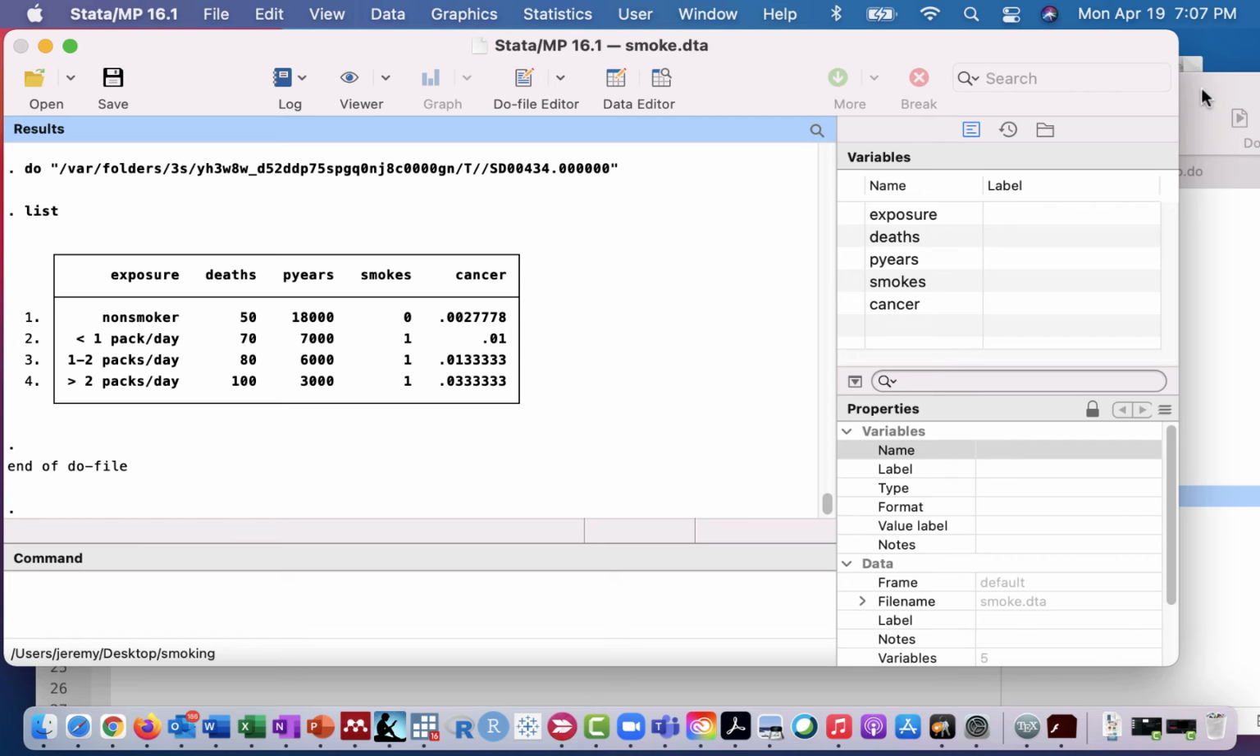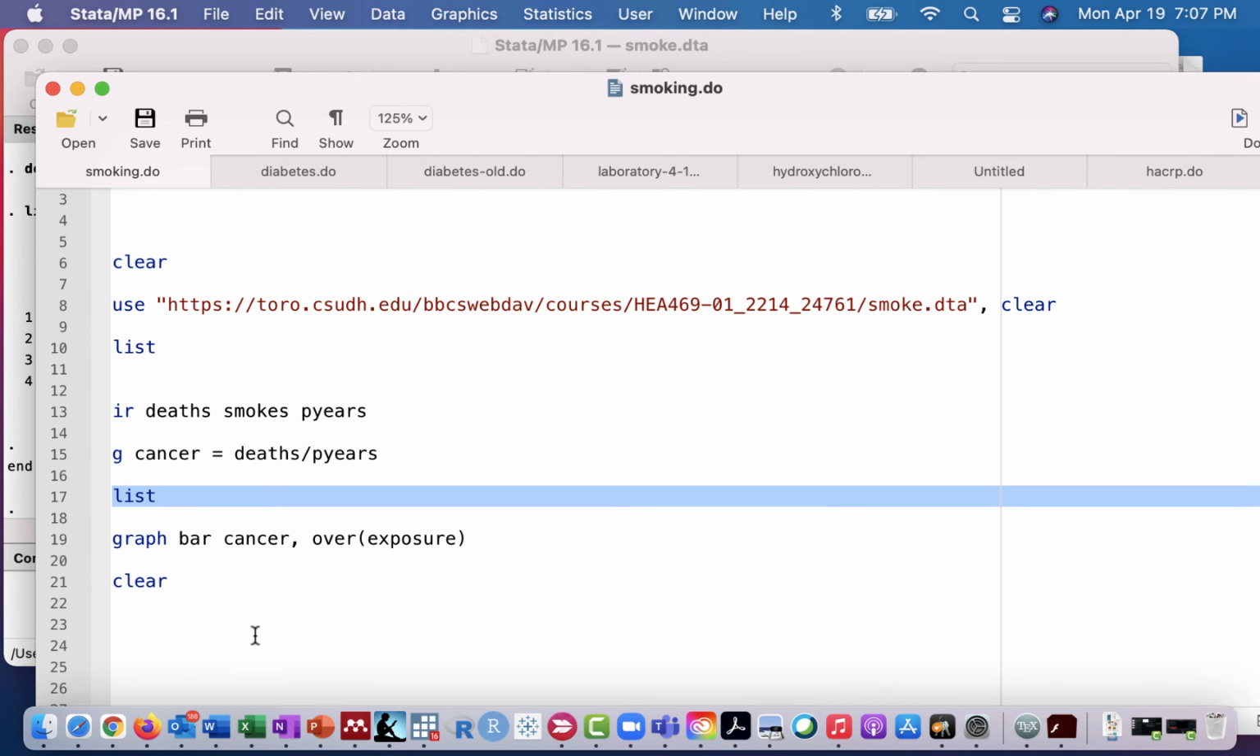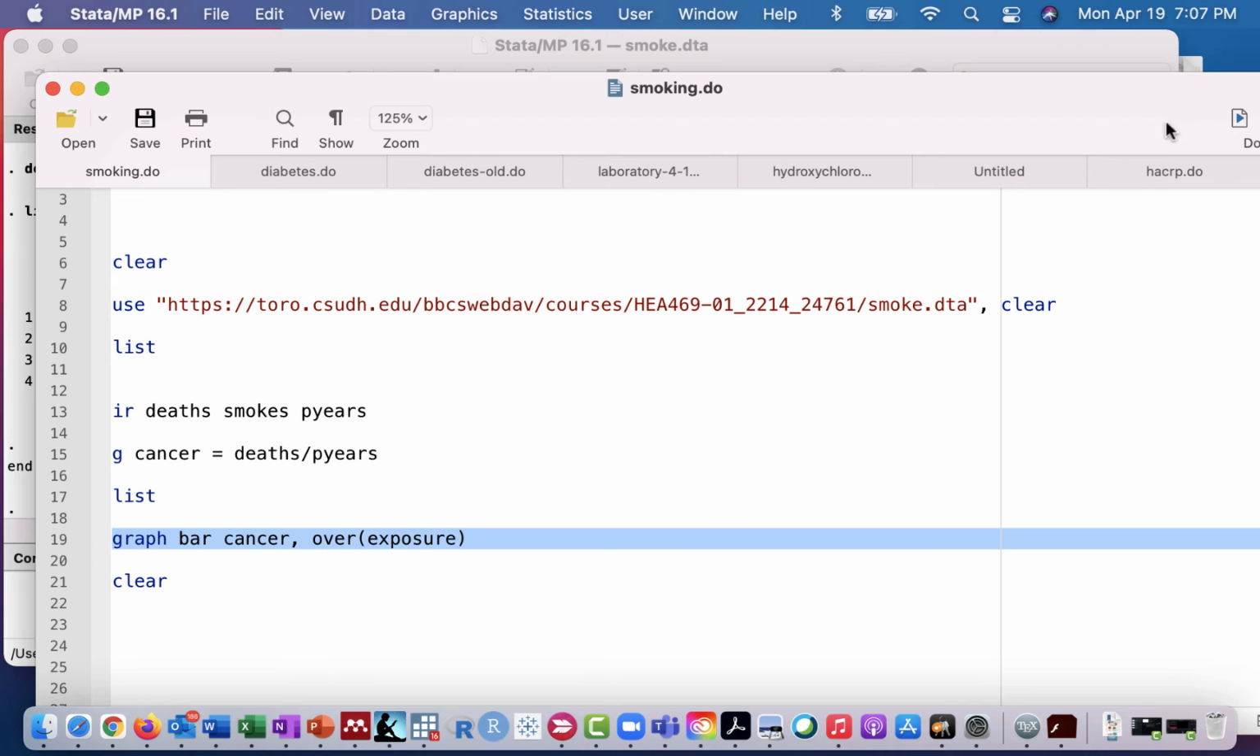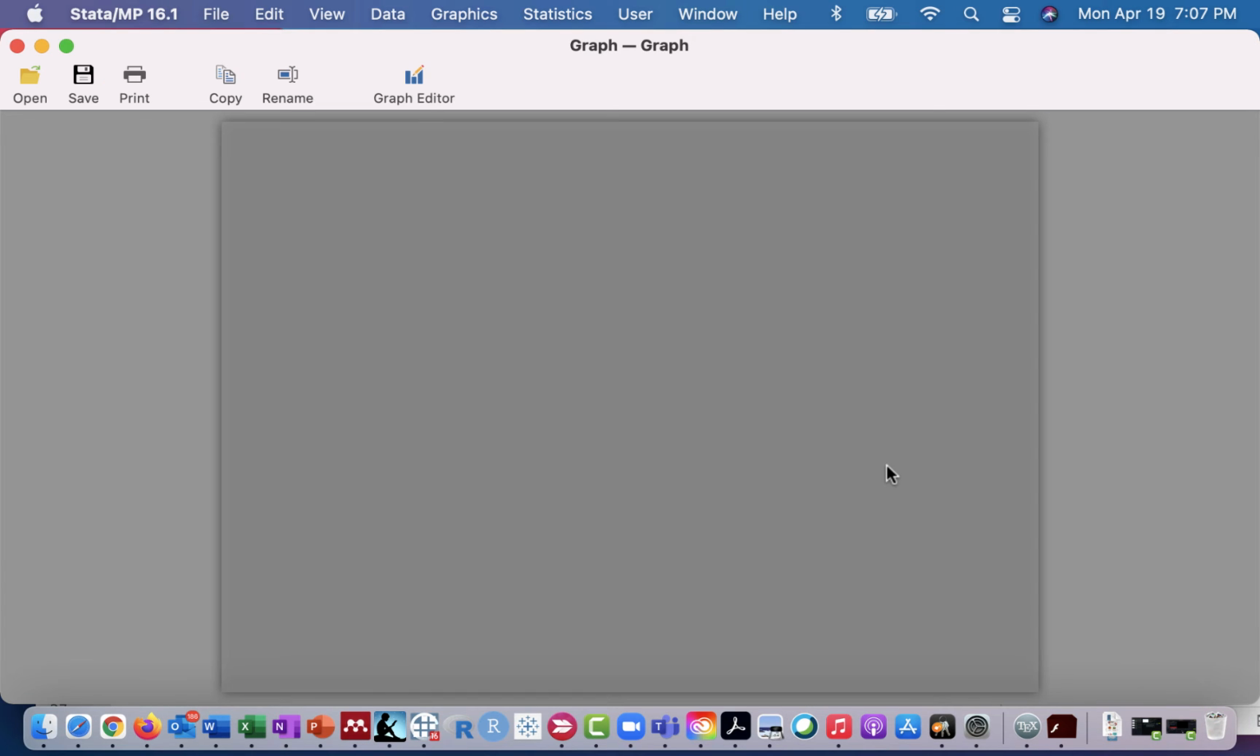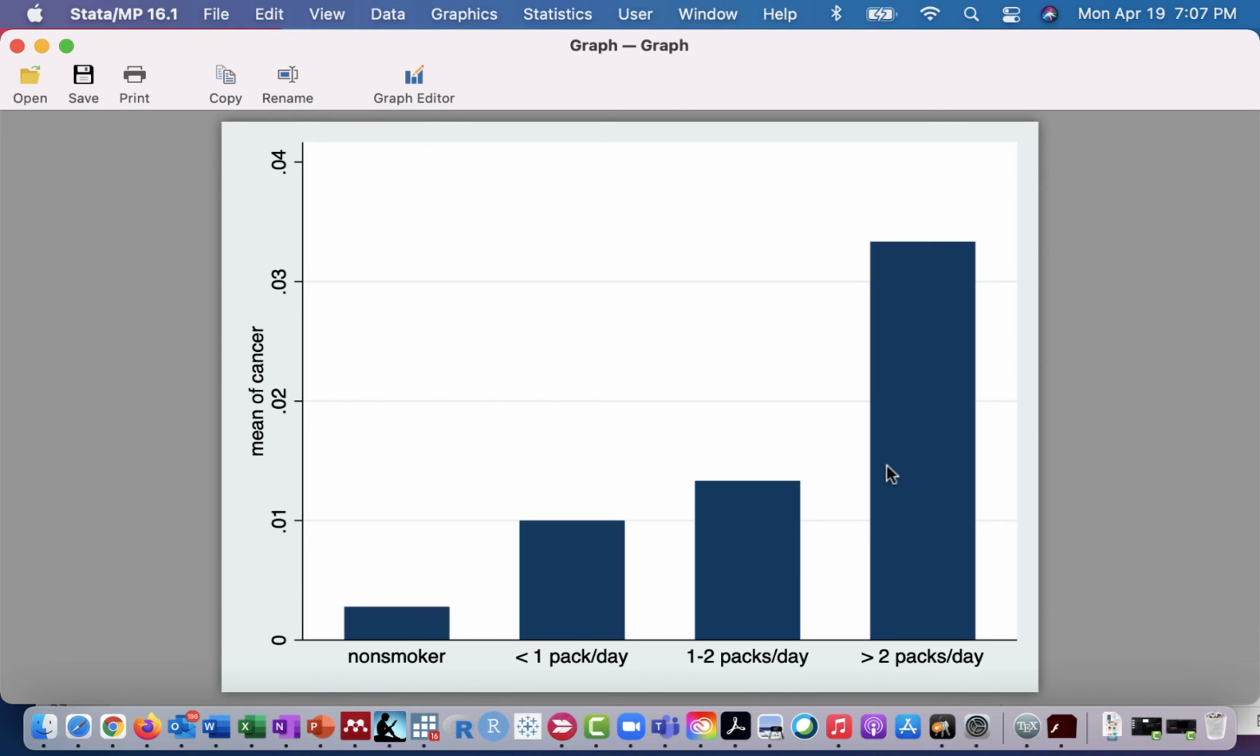Now, if you make a new variable, g is generate, so you see I divided deaths by person years. I made a new variable called cancer, dividing deaths by person years. That's how I get the mean of cancer, which is the rate here. Again, they're percents. So a little between 3% and 4% of people who are smoking over half a pack a day had lung cancer. And this is called a dose response, a step function, because it means that the higher the dose of smoking, the greater the risk of lung cancer.